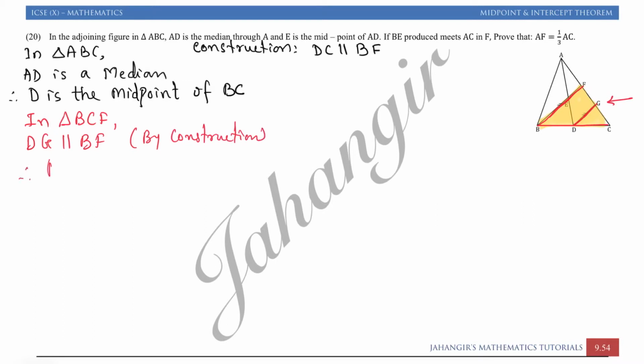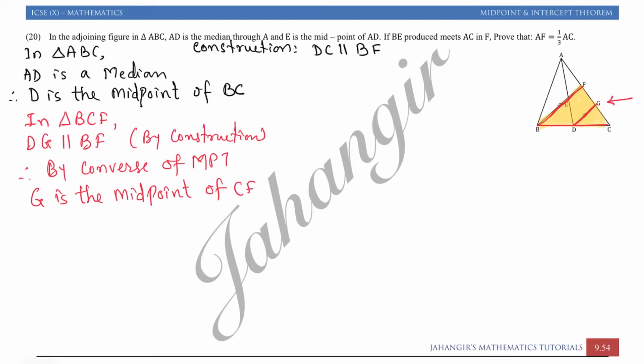So therefore by converse of midpoint theorem we can say G is the midpoint of CF. So once G is the midpoint we can say FG is equal to GC. You can write it as result number 1. Now we will take another triangle.